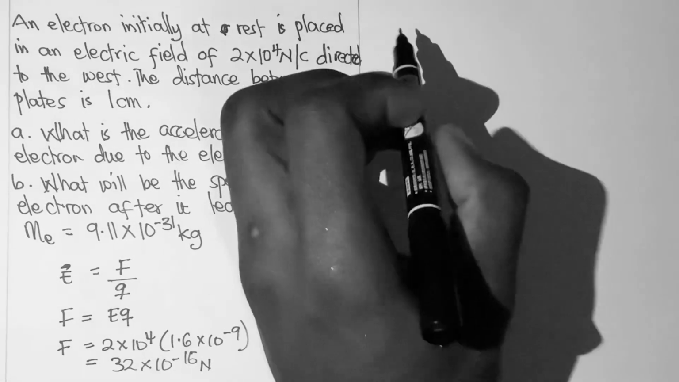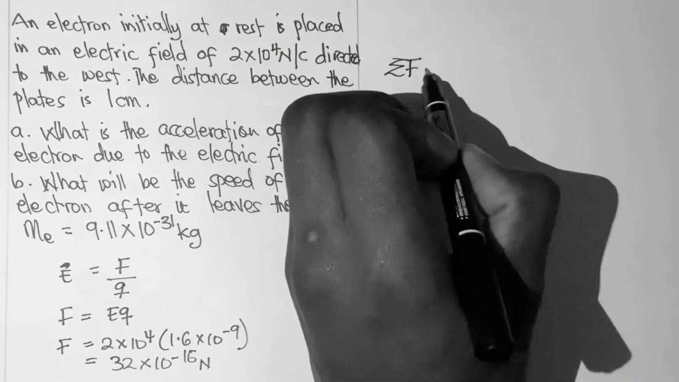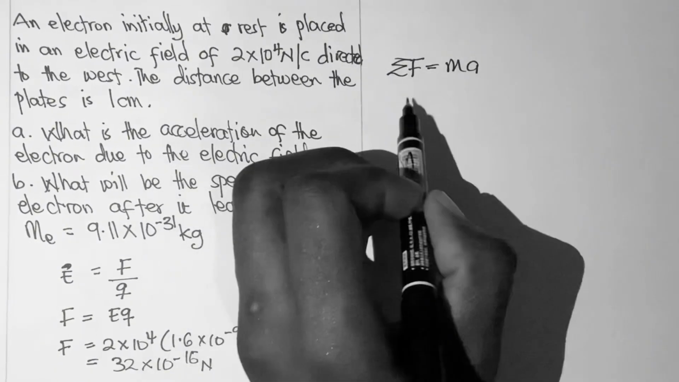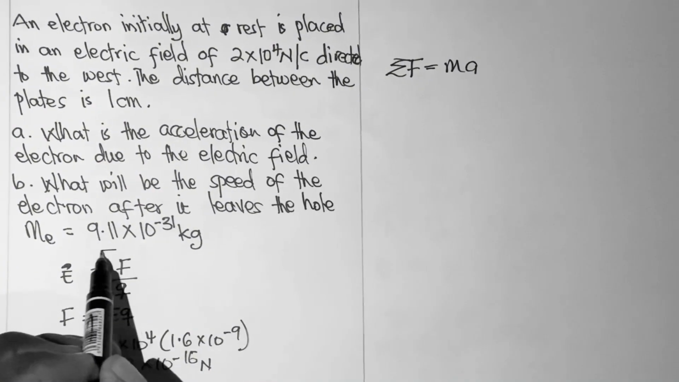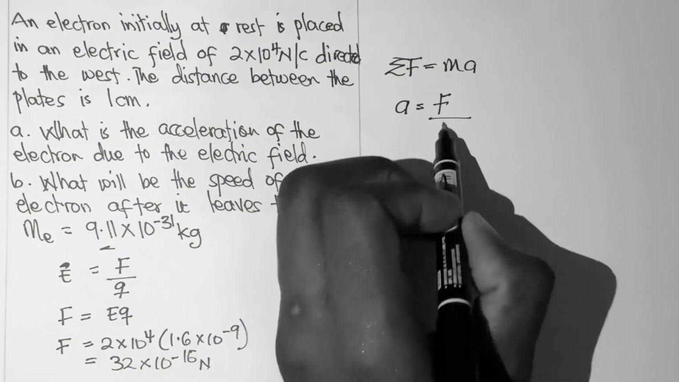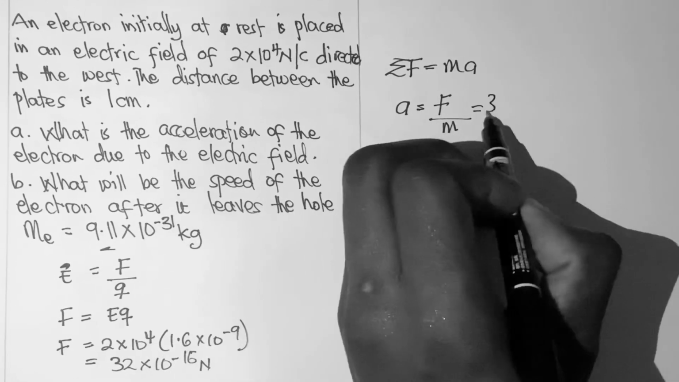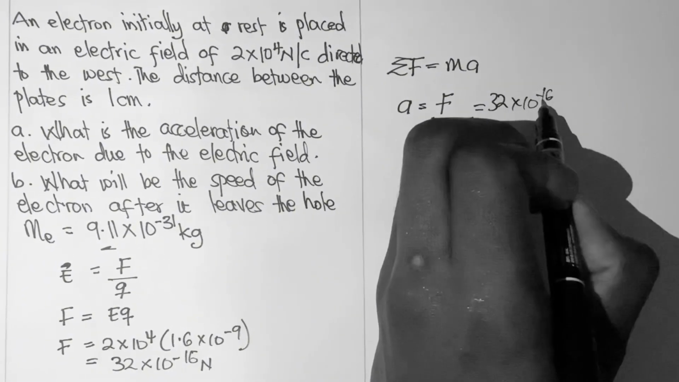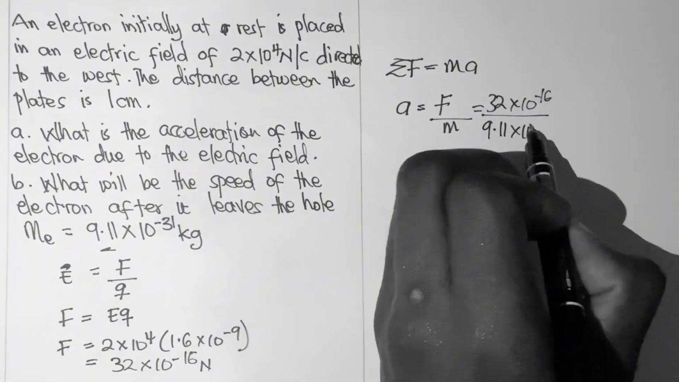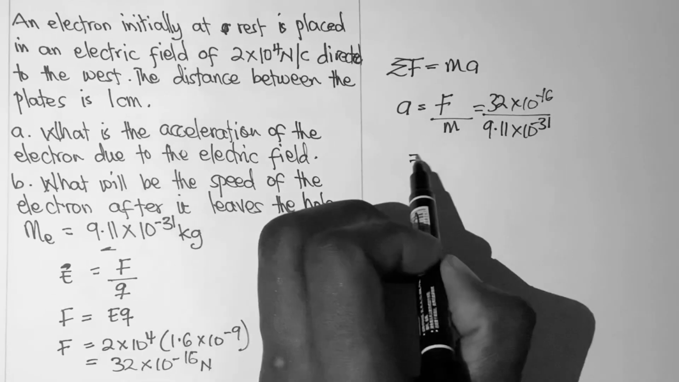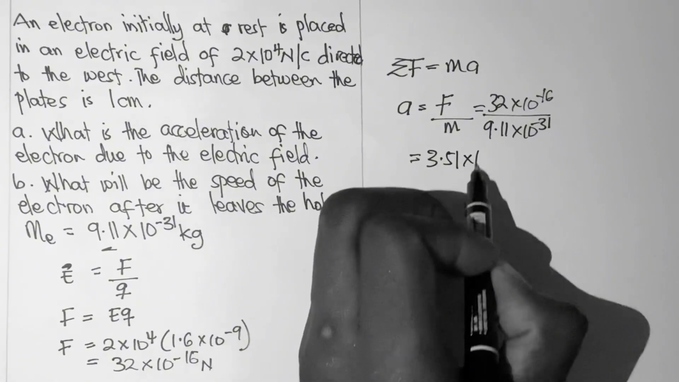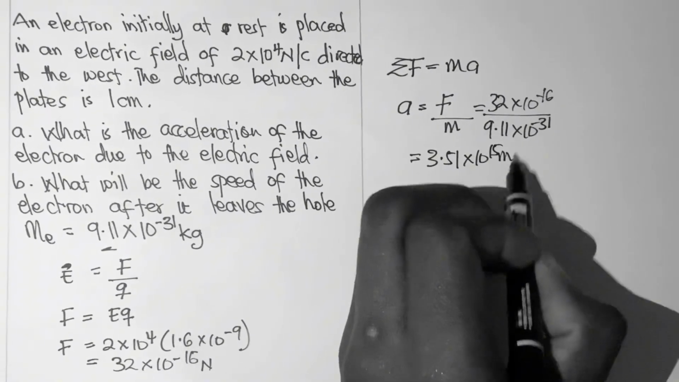Now, we know that from Newton's second law, the net force is equal to mass times acceleration. So, we know the force and we're given the mass. So, let's make acceleration the subject. So, acceleration is equal to the force divided by the mass. And the force is 32 times 10 exponent minus 16 newtons, divided by the mass, which is 9.11 times 10 exponent minus 31 kilograms. And if you compute this, you are going to get 3.51 times 10 exponent 15 meters per second squared.